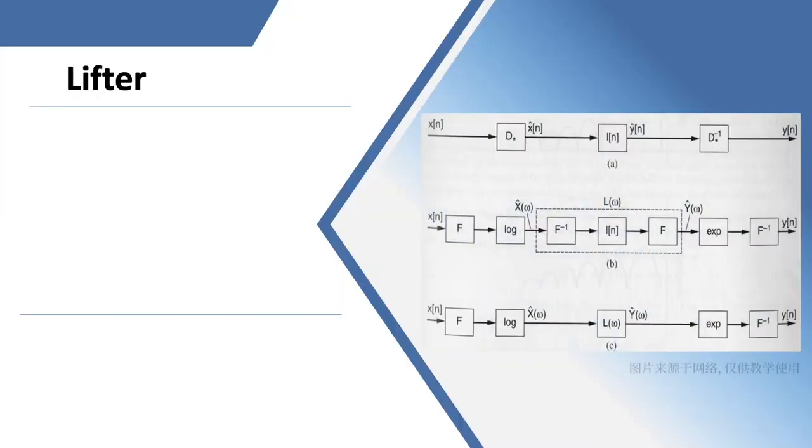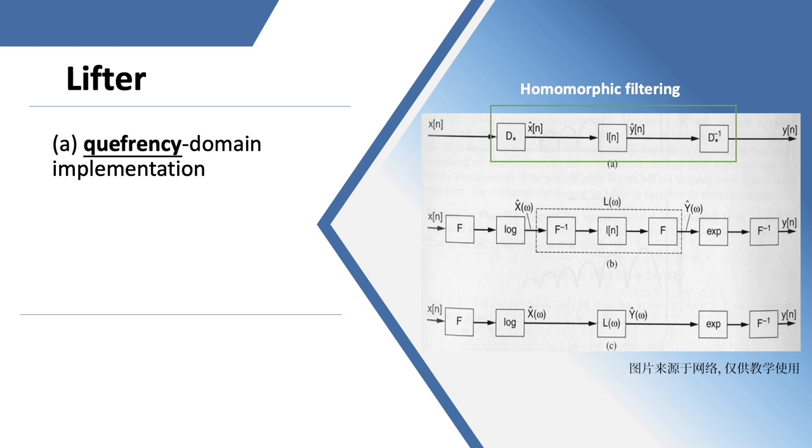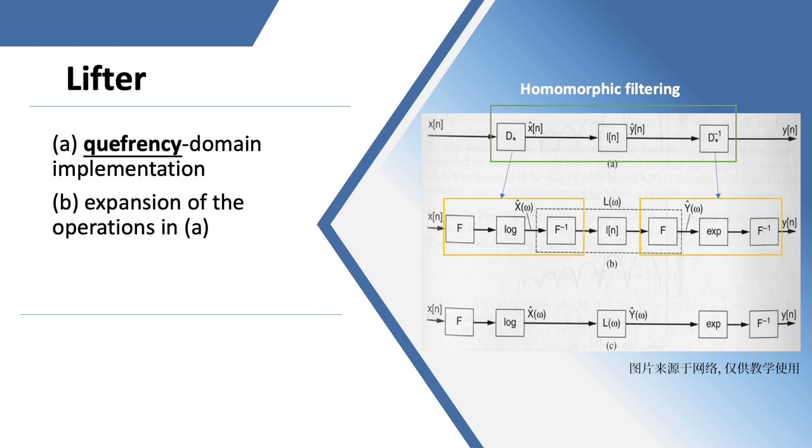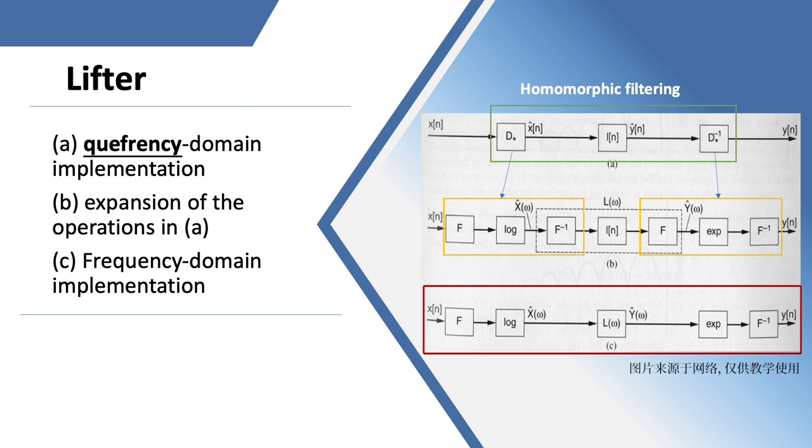As shown in the figure, homomorphic filtering is often used in the log spectrum domain, which can be interpreted as a linear smoothing of log X(omega). Figure A shows the implementation of homomorphic filtering in the frequency domain. Figure B shows the exploitation of the operation in Figure A. Figure C shows the kind of interpretation in the frequency domain.